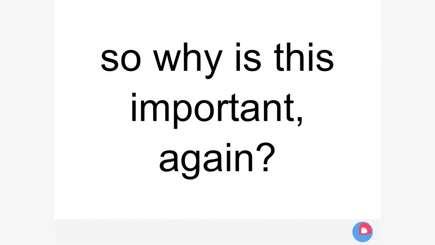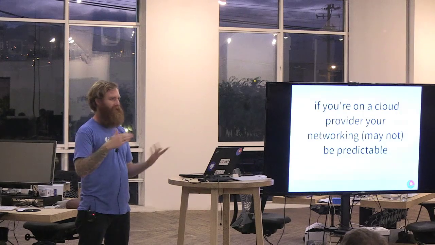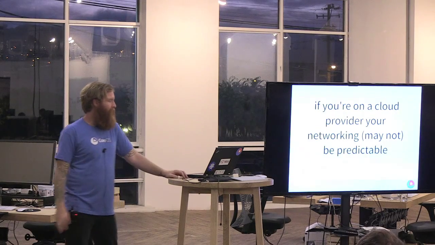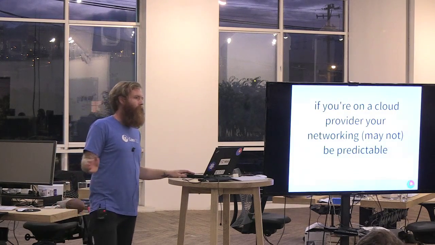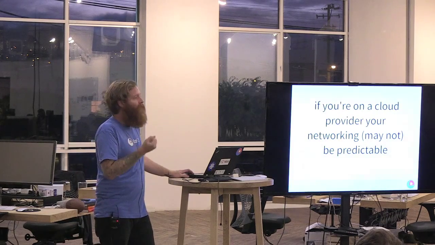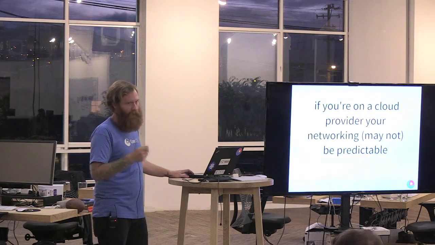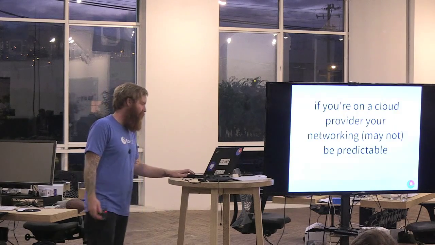So, why is this actually important again? Why do you care about this? If you're on a cloud provider, your networking may not be predictable. Now, if you're running on Amazon, sure, you can set up a VPC, you can guarantee what all the subnets are going to be. Things may play a little bit nicely. But for folks who were listening to me a few months ago, the goal of CoreOS is to give you a similar experience regardless of the cloud platform that you're deploying on. And that's not necessarily trivial to complete.